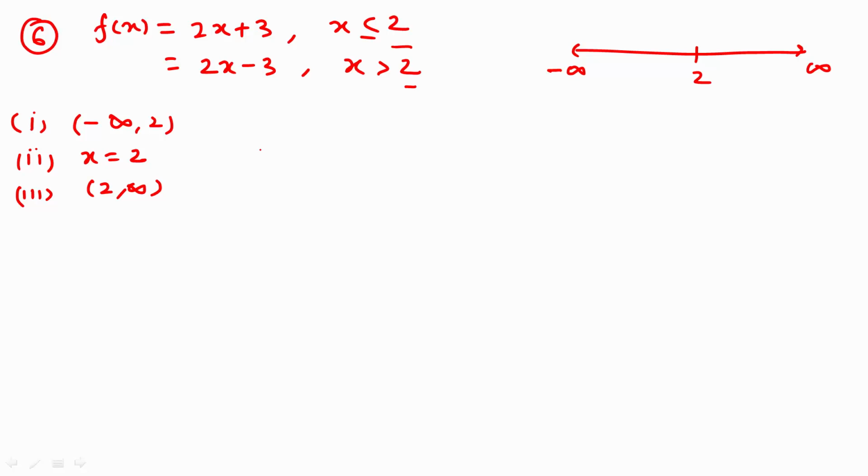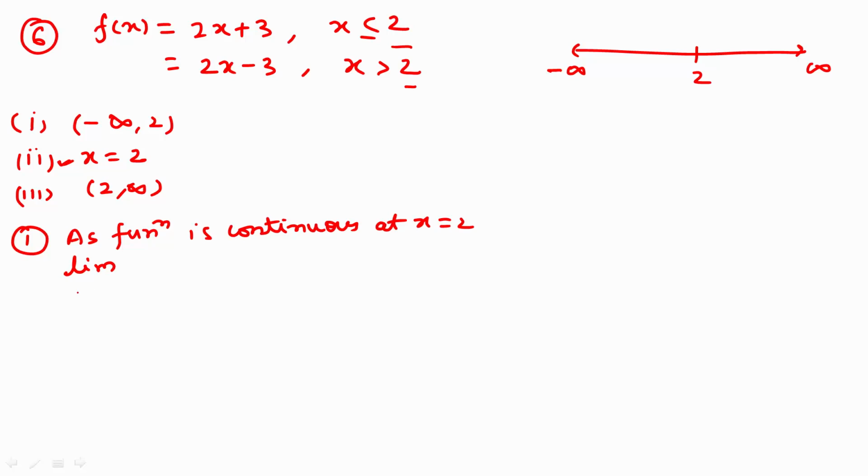Now you have to check one by one. The first case, we have to check as the function is continuous at x is equal to 2. So limit x tends to 2 minus f(x) is equal to limit x tends to 2 plus f(x) is equal to f of 2.